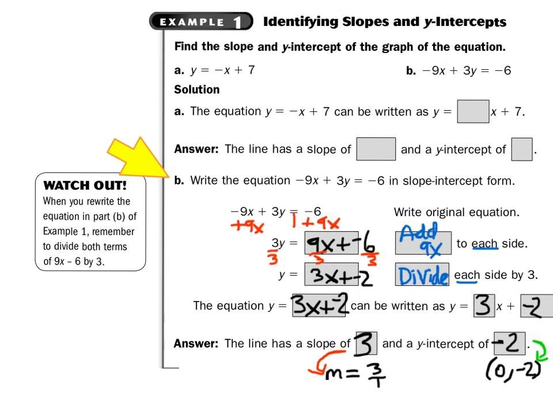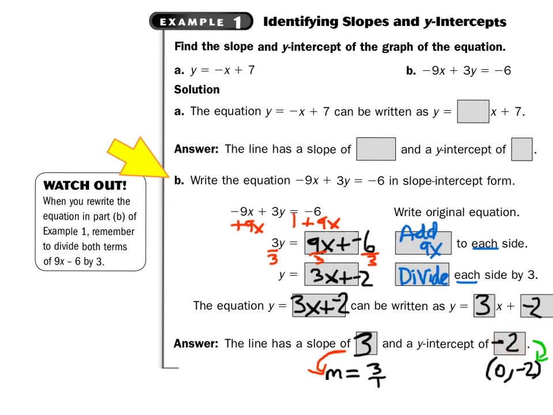So 3 divided by 3 just cancels out and makes that giant 1, so I get 1y. I bring down the equal sign. 9 divided by 3 gives me 3x. I bring down the plus, and then negative 6 divided by 3 is just negative 2. So my equation is y equals 3x plus negative 2. Now this I would give you. And so if I ask you what is the slope, you just look at that number in front of the x and you say, well, 3 is the slope, okay? So it has a slope of 3. And then if I ask you what's the y-intercept, you just look at the number being added, and that would be the negative 2. So the negative 2 is my y-intercept.